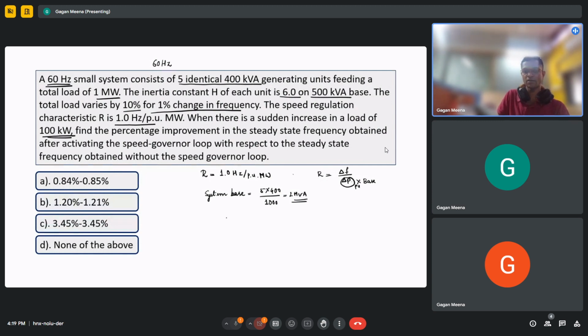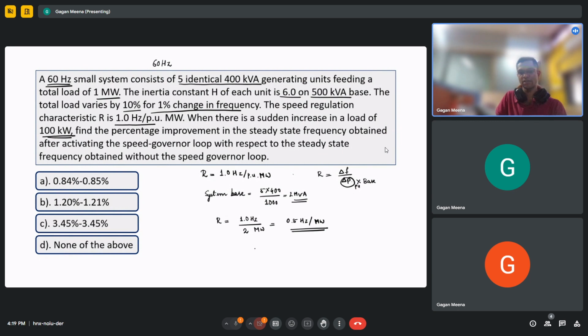Okay, so R is equal to 1 per unit hertz divided by per unit. You have to convert it into an actual value, so we have to multiply it by the system base. And the system base is 2 MVA. So it will come out to be hertz, the per unit is gone now. This becomes 0.5 hertz per megawatt. So this is the actual value of R on the new system base.